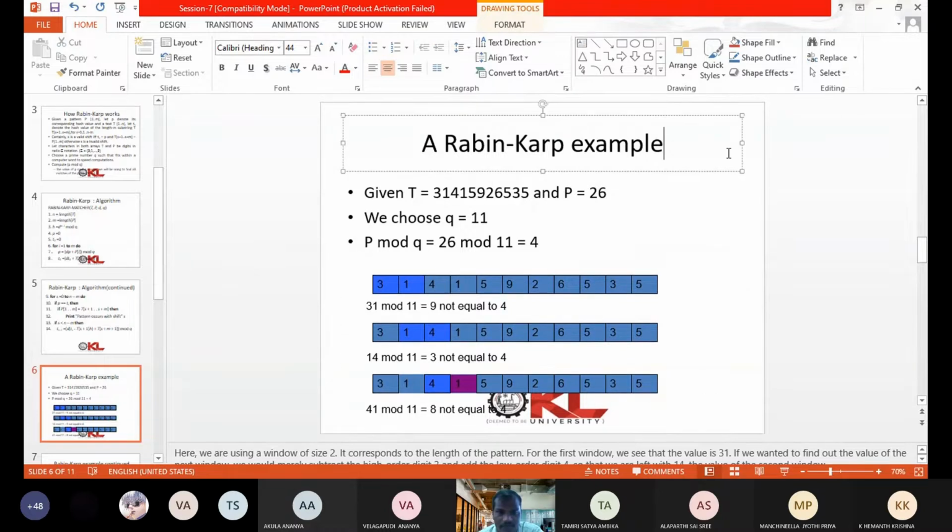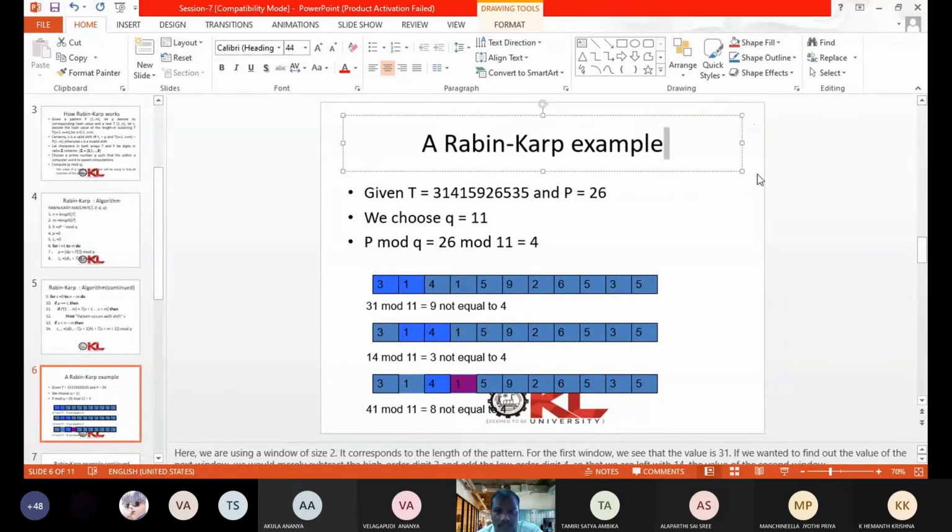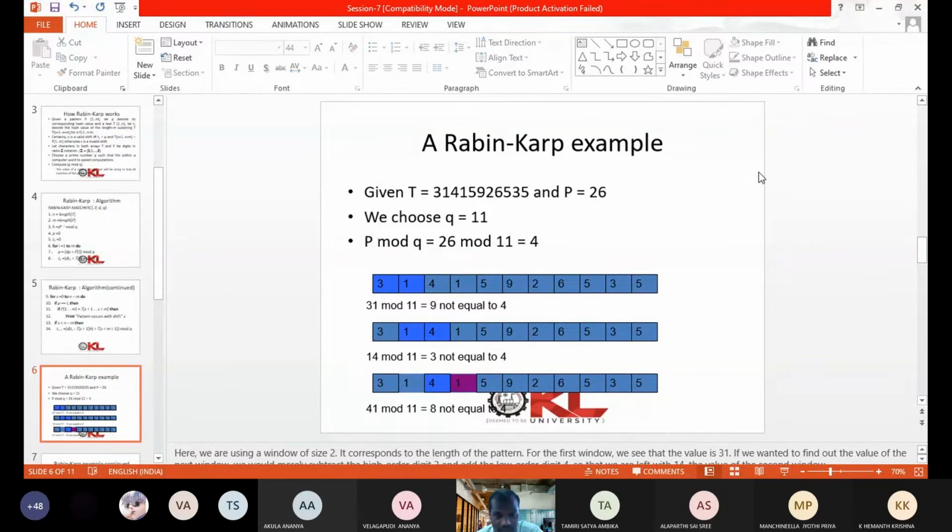First we calculate the hash value, P mod q. That is 26 mod 11, which is equal to 4. Then here, 31 mod 11 is 9. But now 9 is not matching with the 4. 9 is not matching with the 4. So that is why this is not a valid shift.